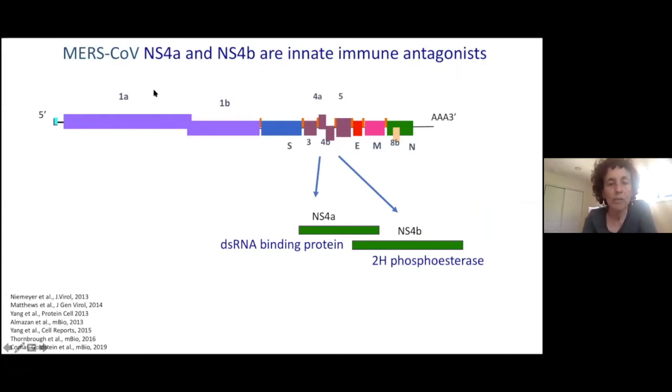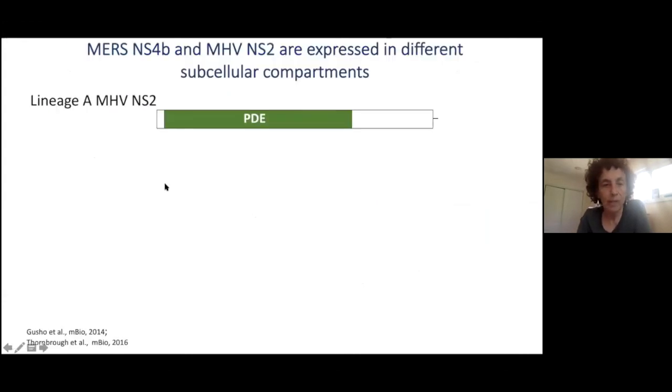Now I want to move a little bit to MERS. MERS encodes NS4A and NS4B over here in the genome. And NS4B, as I mentioned before, is a phosphodiesterase with homology to NS2. But NS4A is a double-stranded RNA binding protein, which would be predicted also to restrict the activation of the three double-stranded RNA-induced pathways. So just a little bit about these PDEs.